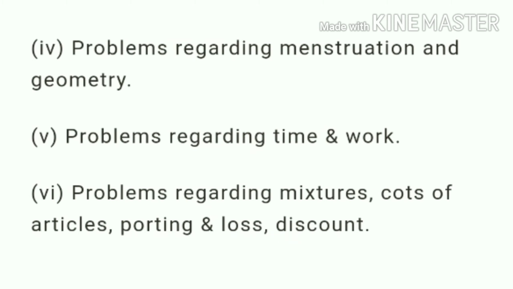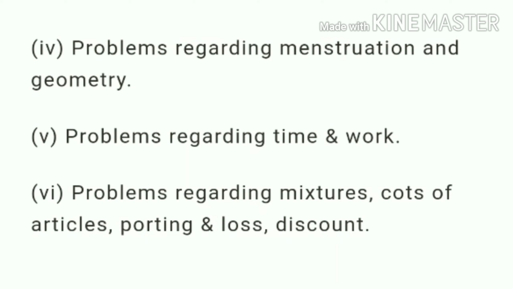And fourth is problems regarding mensuration and geometry. It means regarding length and breadth, or whatever things are given. Problems regarding time and work, and problems regarding mixture, cost of article, profit and loss, discount. So these kinds of problems you can see in word problems of pair of linear equations in two variables. So we are going to discuss one example of word problems. How we will solve that one.